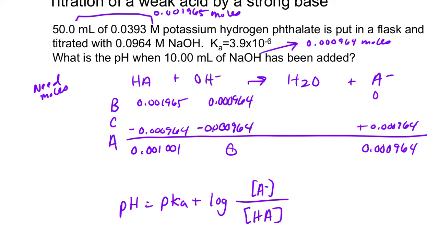How do we know that we should use Henderson-Hasselbalch? Great question. When do we use Henderson-Hasselbalch? Only for a buffer. And how do we know that this is a buffer? It has both the weak acid HA and the conjugate base A minus.